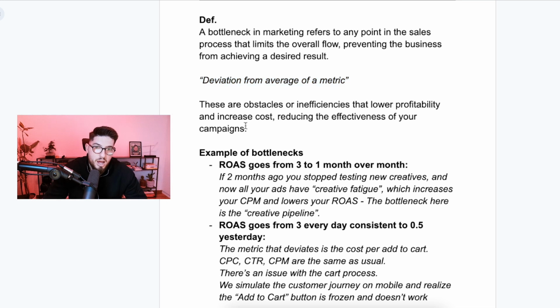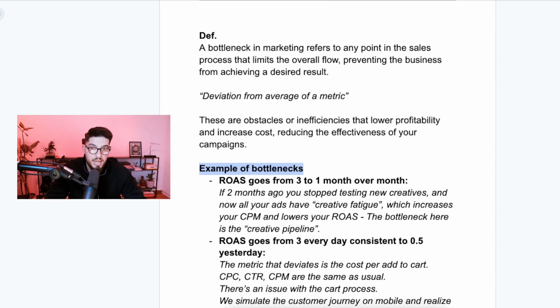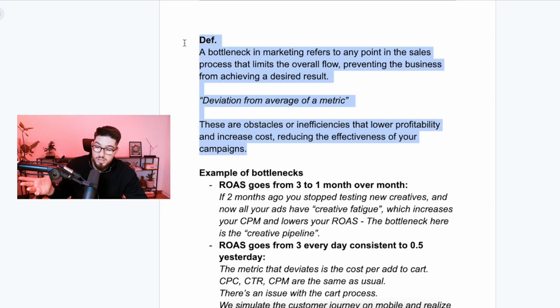Now, these obstacles or inefficiencies that lower profitability and increase cost, that's basically what a bottleneck is going to do, and it's going to reduce the effectiveness of the campaign. Basically, reduce your ROAS. But don't go to the ROAS. Go to the inefficiencies. Find the inefficiencies and solve them, right?